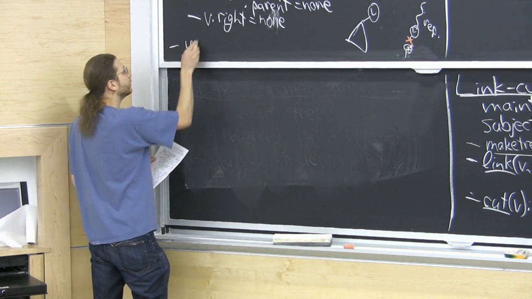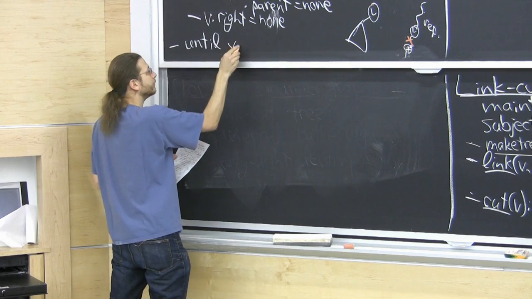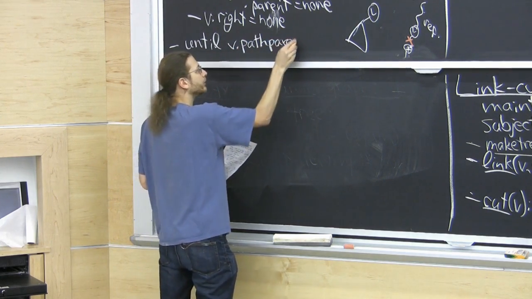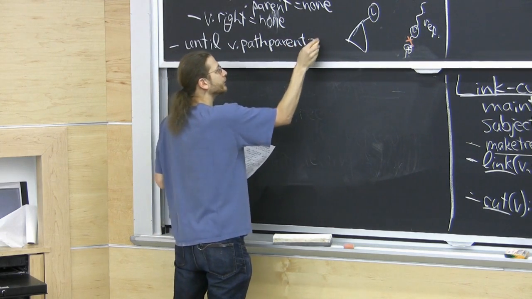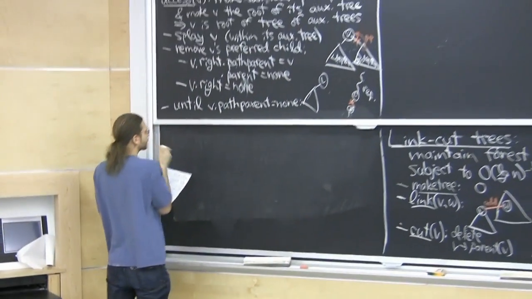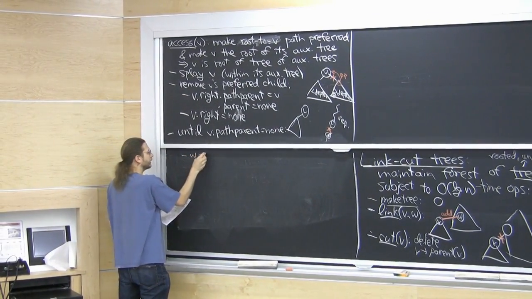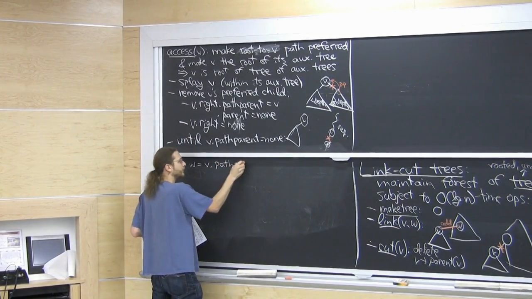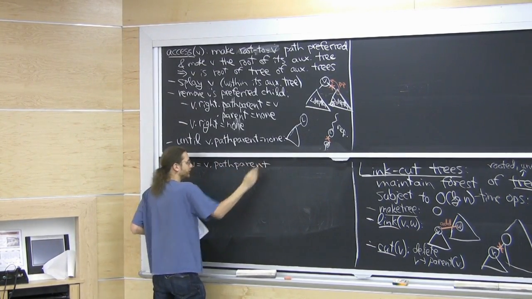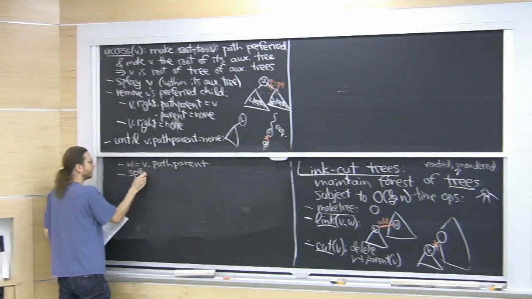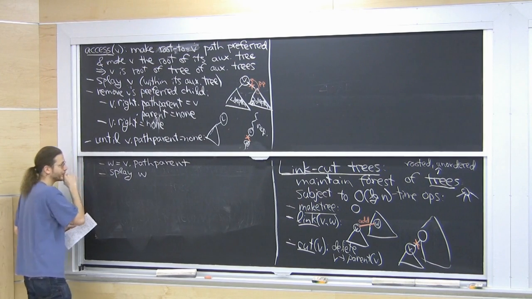So we're going to do a loop until v's path parent is none. I'm going to let w be v's path parent, save some writing. And then we're going to splay w.